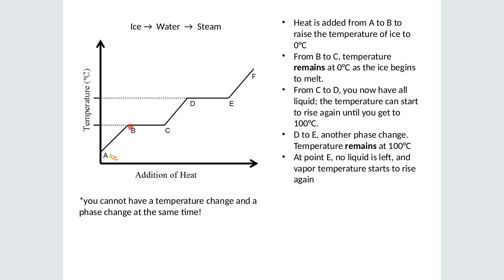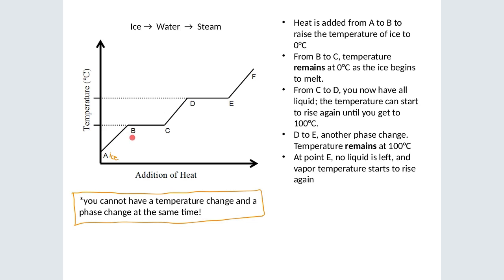And so that's going to be my addition of heat. Now here is the key thing. If you don't remember anything else from today, here is an absolute rule. You cannot have a temperature change and a phase change at the same time. You can only do one process or the other. You're not going to do them both at the same time.